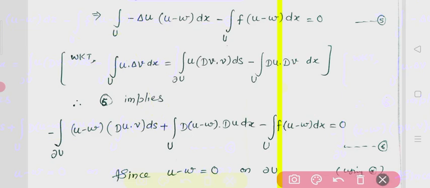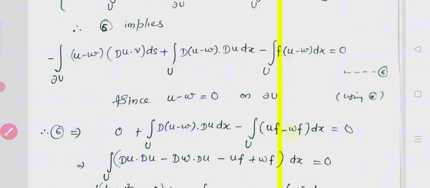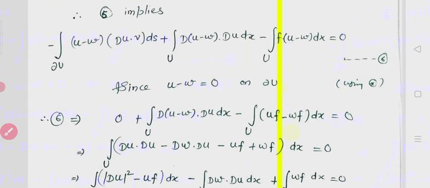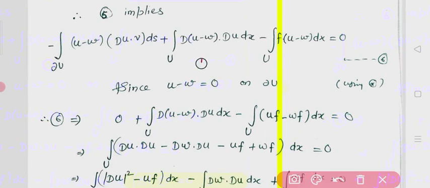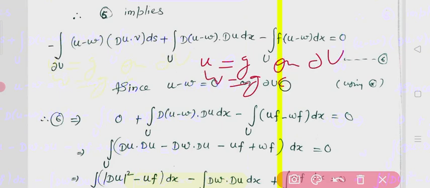So we can say that, as we have already shown, कि u minus w क्या है, जीरो है on the boundary, because u भी आपका क्या था, g था बाउंड्री पर, और जो w था वो भी क्या था, g था बाउंड्री पर.